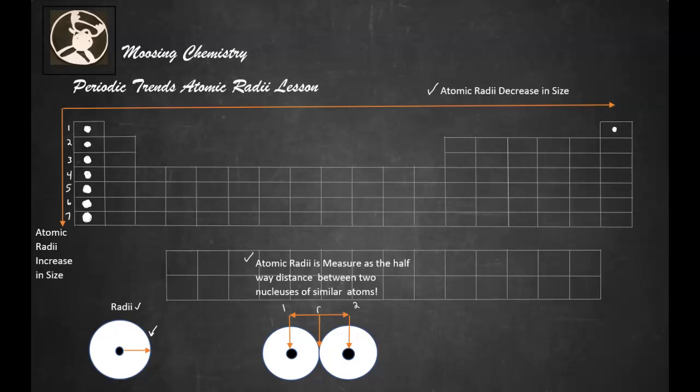So going across the periodic table, let's look at period two, these atoms would get progressively smaller. See that? And that's because you're not adding energy shells, but you're adding protons. And these protons are bringing the orbitals down, okay? So if you look at period three, the same thing is going to happen here. Atoms are going to start shrinking in size, just like this.